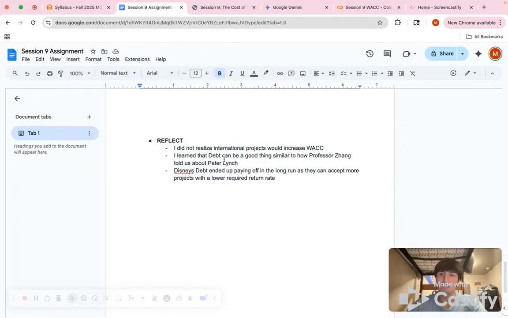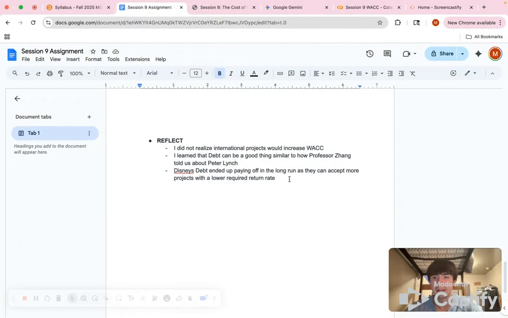So if you use debt in the positive ways like we talked about in class, such as the tax shield, you're taking on more debt so you get more of a break. That is a good way. You want to invest in assets, not invest in stuff that's unneeded or like a liability. And then finally, Disney's debt did pay off in the long run. I didn't expect that.